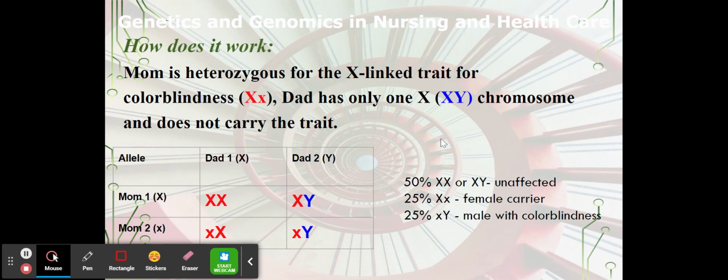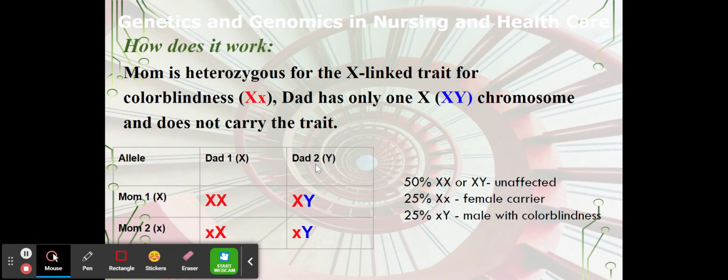So, mom is heterozygous for the X-linked trait for color blindness. She has color vision. She is phenotypically normal because that dominant trait that gives her color vision will always express itself. Dad has only one X chromosome. It's normal too, and he has normal color vision. He doesn't carry the trait.